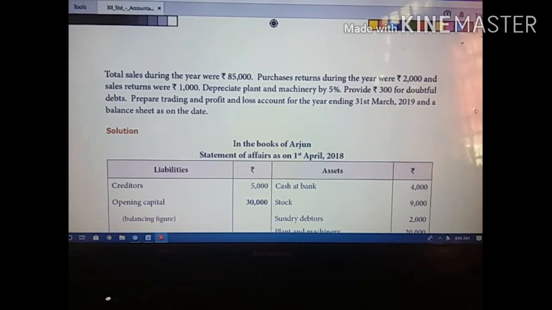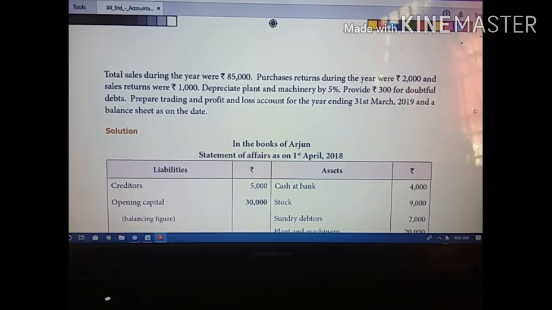So first what we are going to prepare. First we are going to prepare a statement of affairs to find out the opening capital. Whenever they don't give a capital amount, you have to find out the capital through the statement of affairs. Whenever you prepare a statement of affairs, you have to use the opening information. So in this sum we are going to prepare a statement of affairs to find out the opening capital, and we are going to prepare the total creditors account to find out credit purchase.